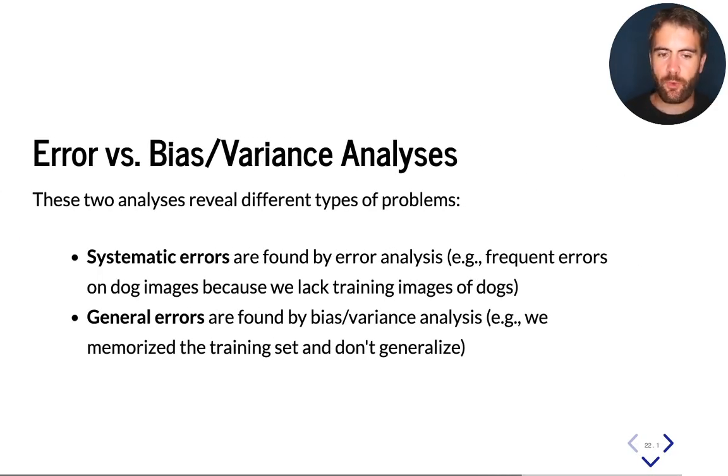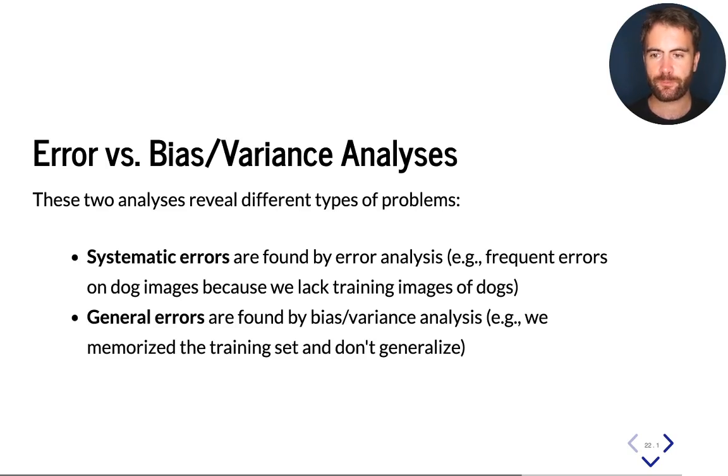So this was an example of how bias and variance analysis can improve the performance of models. I also want to contrast bias variance analysis with error analysis, which I described in the earlier video. First, I want to mention that these two analyses look at different types of problems. In error analysis, we tend to look at particular systematic errors.